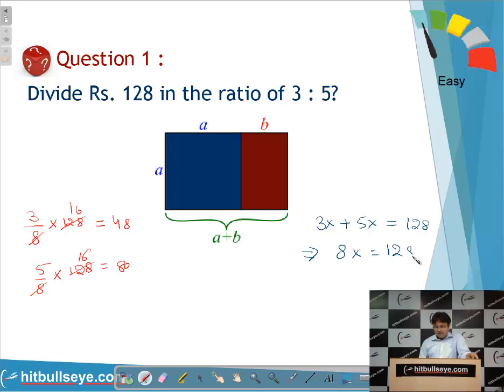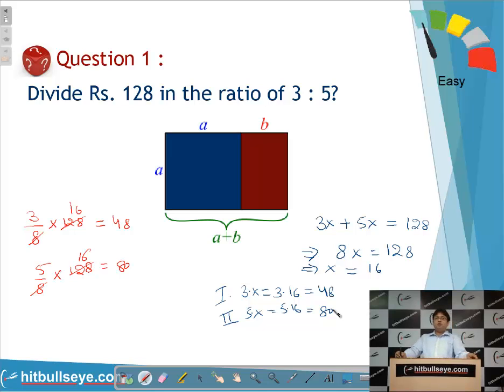Or we could say this as 8x equals 128. Take out the value of x as 16, and then put in the value of 3x to get the first part as 3 times 16, which is 48, and the second part as 5 times 16, which is 80. I hope the basics of dividing the two things is clear.